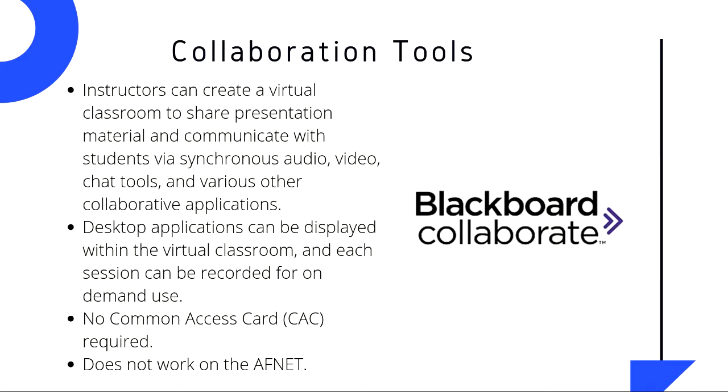There's also an interactive whiteboard through Blackboard Collaborate, where the students can have brainstorming activities. You could share a diagram and they could fill in the diagram. The possibilities are endless with the different types of collaboration tools available through Blackboard Collaborate. You can also share your desktop screen, and you can record your sessions as we're doing. So if for some reason, we all understand life happens, your students can watch the recorded session at their own convenience. You do not need a common access card, but unfortunately, Blackboard Collaborate will not work on the AFNet. So you have to have a commercial network in order to use this collaboration tool.